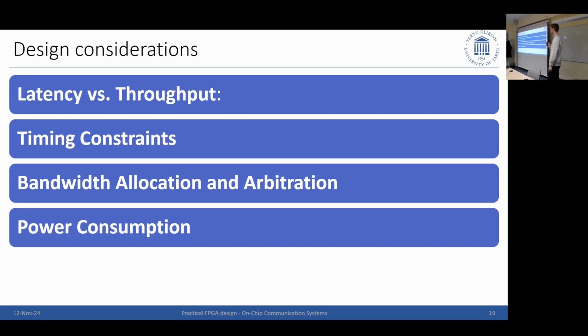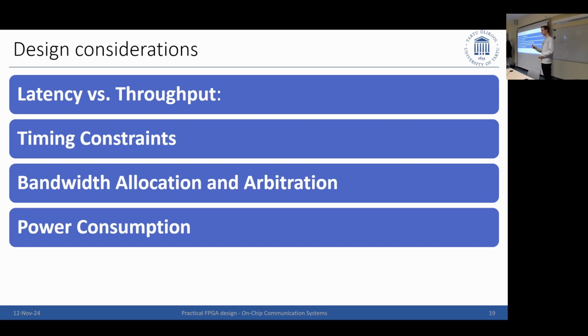Then we have bandwidth allocation and arbitration. Of course, we need to coordinate how everything works on our system. So what kind of arbitration do I want to use? Do I even need one? Do I have multiple systems which talk at the same time? I need to think about what my system does and how much it's being utilized, and of course this also plays into the latency and throughput. How much is my system being utilized? So I should think about it beforehand.